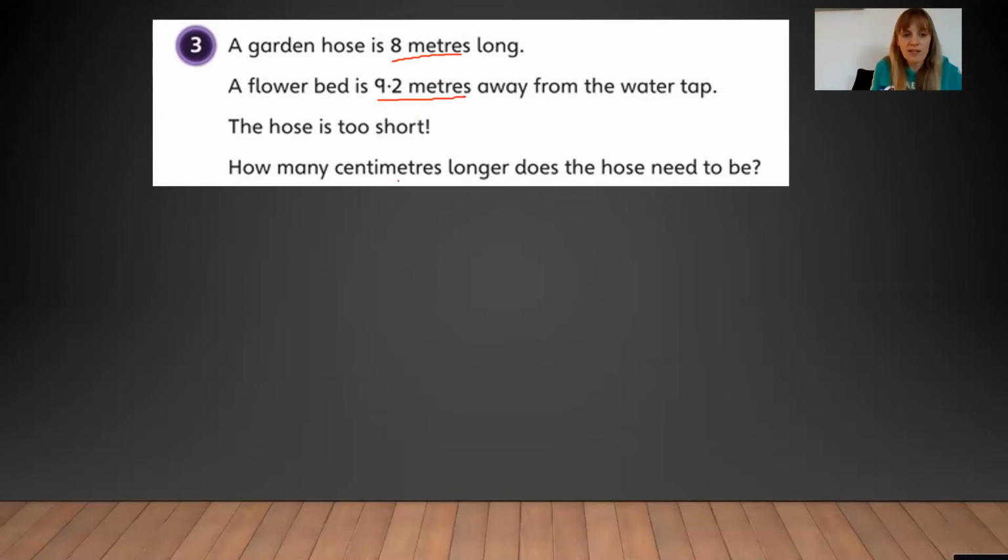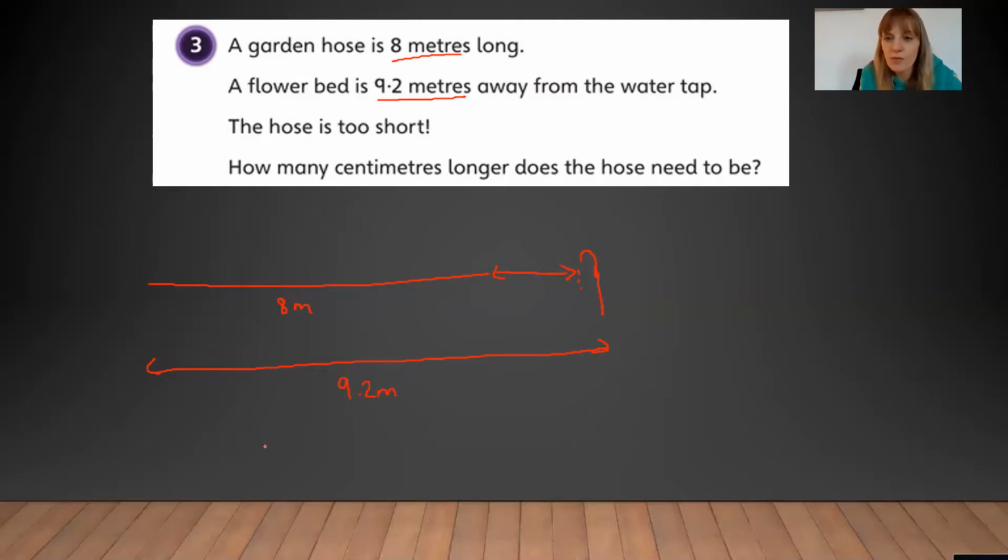So if I picture this in a diagram, because sometimes I quite like to see it as a picture. So here's our hose, okay, and this is 8 meters long, okay, but the tap is here, all right, our tap that's got the water coming off it, where we need to fix it onto, is here, and this is 9.2 meters away, okay. Now that means that there's this little gap here that's too short. So how many centimeters longer does the hose need to be?